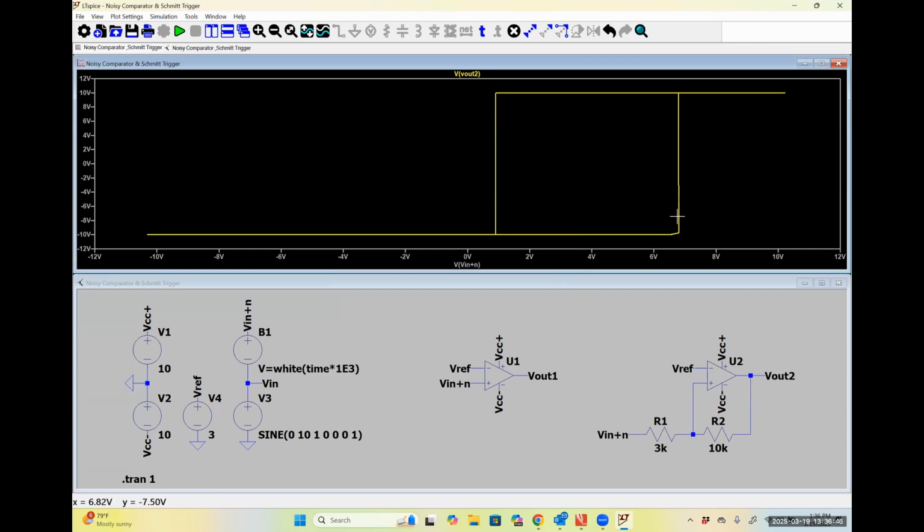So I can see that it's telling me my X value. Look in the bottom left-hand corner of the screen here. It says that my X value for this transition, where it's going from low to high, is 6.82 volts. So not exactly 6.9 volts, but pretty darn close.